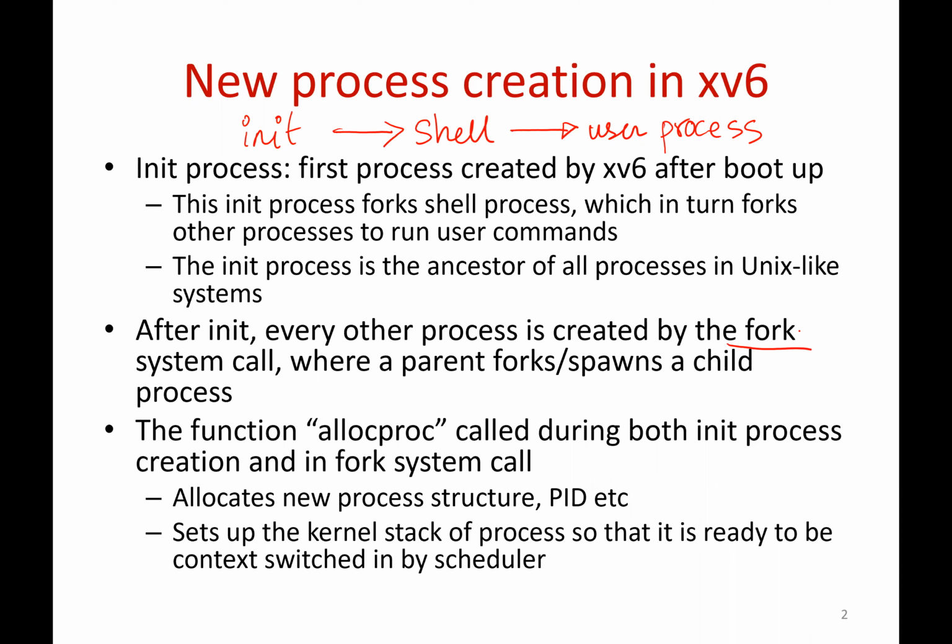In all of this, whether you're creating the init process or any other process later on, there is this function allocproc, which is responsible for allocating a p-table entry for the new process. It allocates a new struct proc in p-table, allocates a new PID, sets up the kernel stack, and does all the process creation. So we will begin by understanding this allocproc function, and then we are going to look at the code for init and fork.